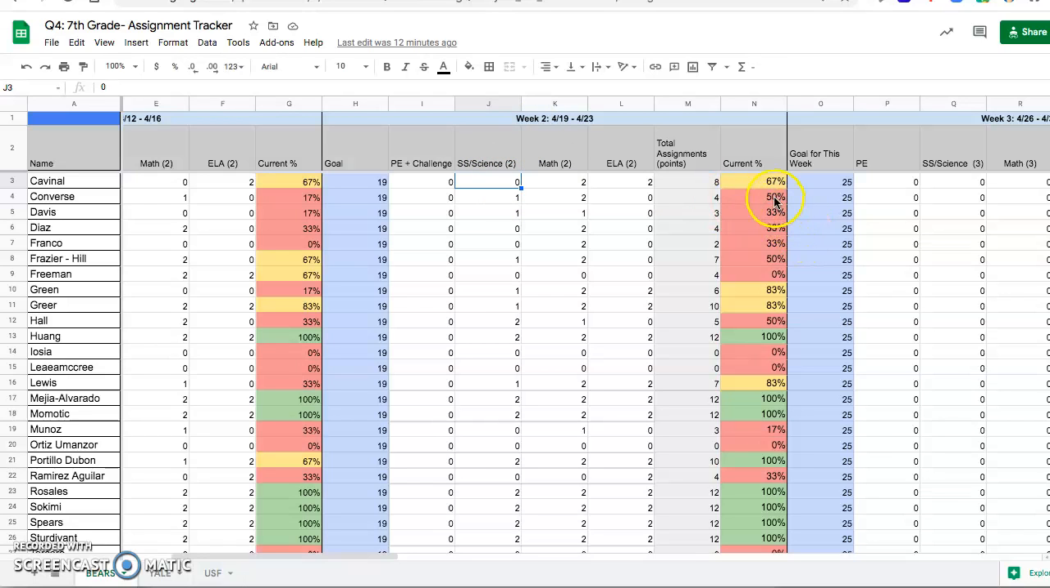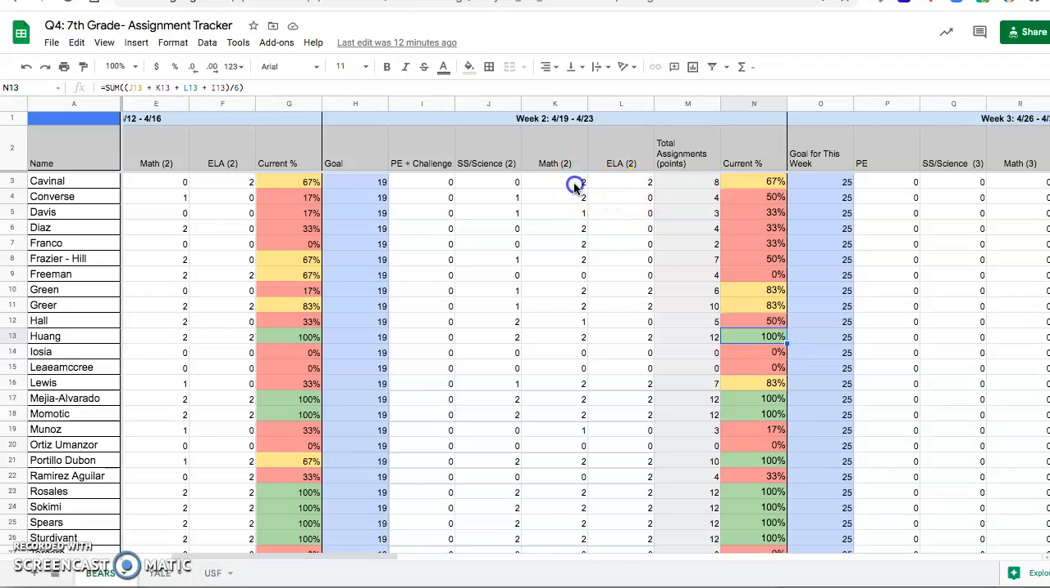And what would help is the percentage. So the percentages here will tell you what is the percentage completed for the week. So for example, if your student has 100%, that means they completed all of their assignments for that current week and they don't have any missing assignments.